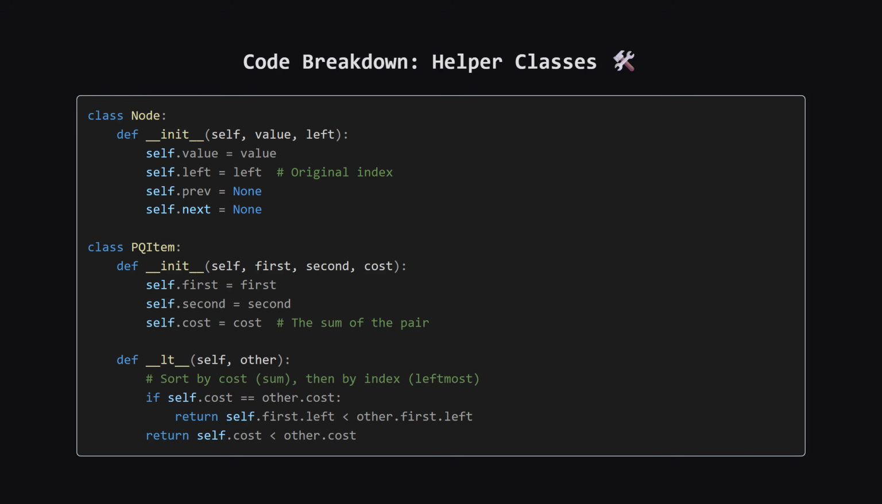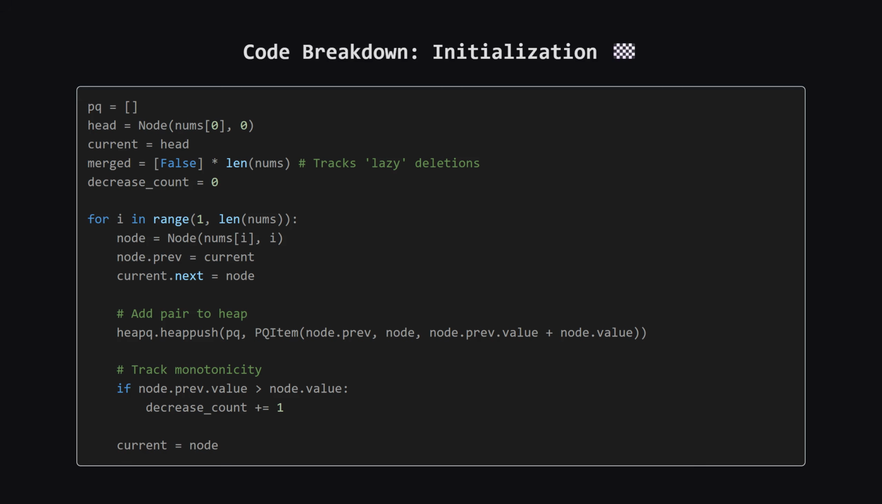The PQ item is what we put in our heap. It stores references to the 2 nodes involved in a pair and their sum, which we call cost. The special less than method ensures that the heap always gives us the pair with the smallest sum. If 2 pairs have the same sum, it picks the one that started further to the left, exactly as the problem requires. Next, we initialize everything.